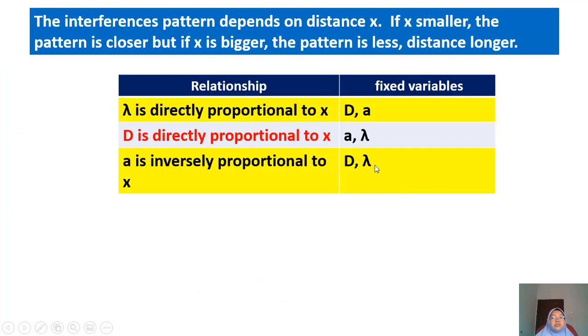Now this is the conclusion of the relationships. Lambda is directly proportional to x, D is directly proportional to x, and a is inversely proportional to x. Remember this formula. Lambda and x are on the same line, x and D are also on the same line, so directly proportional. But x is on top and a is at the bottom, so this is inversely proportional.